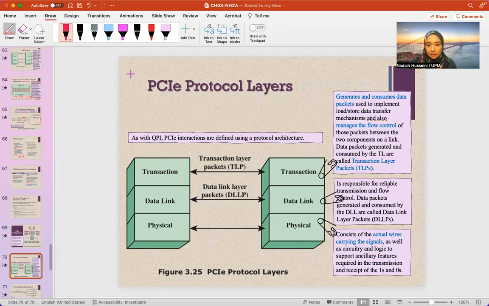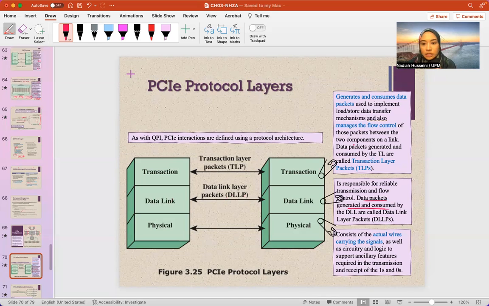And then we have the data link. It is responsible for reliable transmission and flow control. This is almost the same as the link layer in QPI, the same function. The data packets generated and consumed by the DLL are called the data link layer packets. So between the data link protocol layer, the exchange is in the form of data link layer packets. We don't call them flits. We call it DLLP.